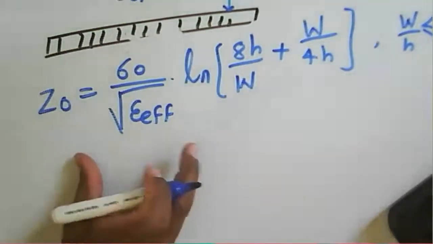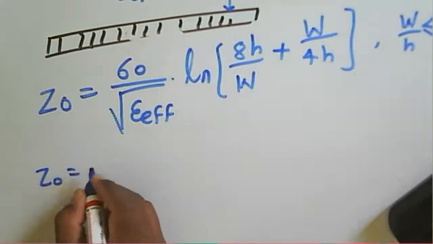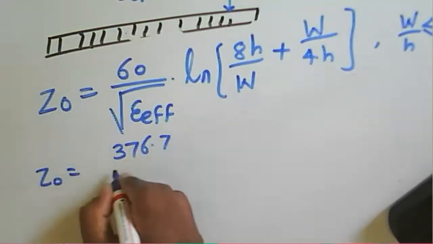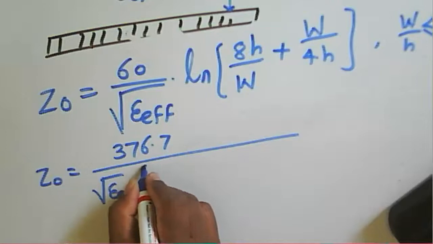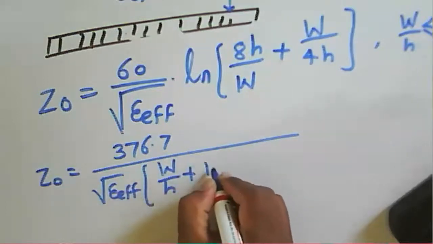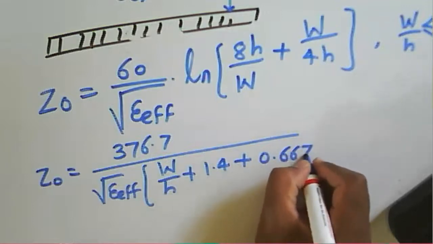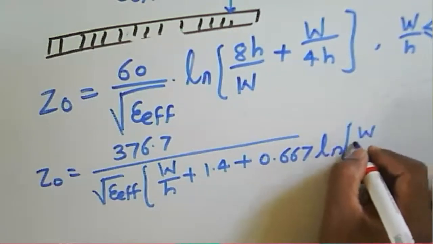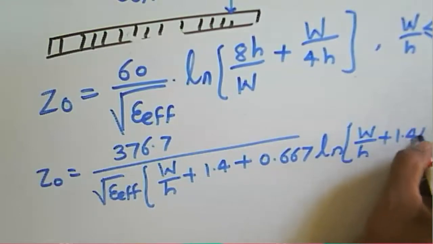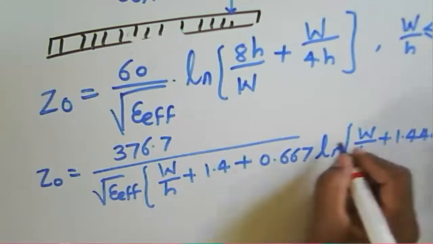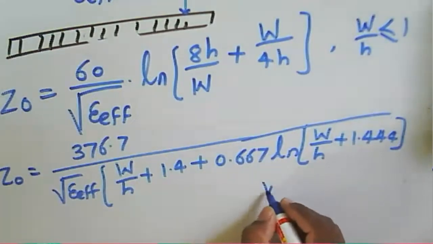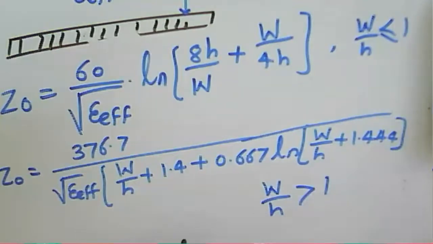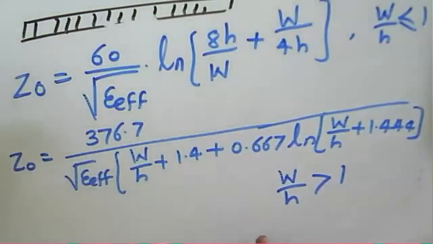So another equation we can write for the characteristic impedance: Z0 is equal to 376.7 divided by the square root of the effective value, times W by H plus 1.4 plus 0.667 natural logarithm of W by H plus 1.44. Now this equation is valid when the W by H ratio is equal to or greater than 1.